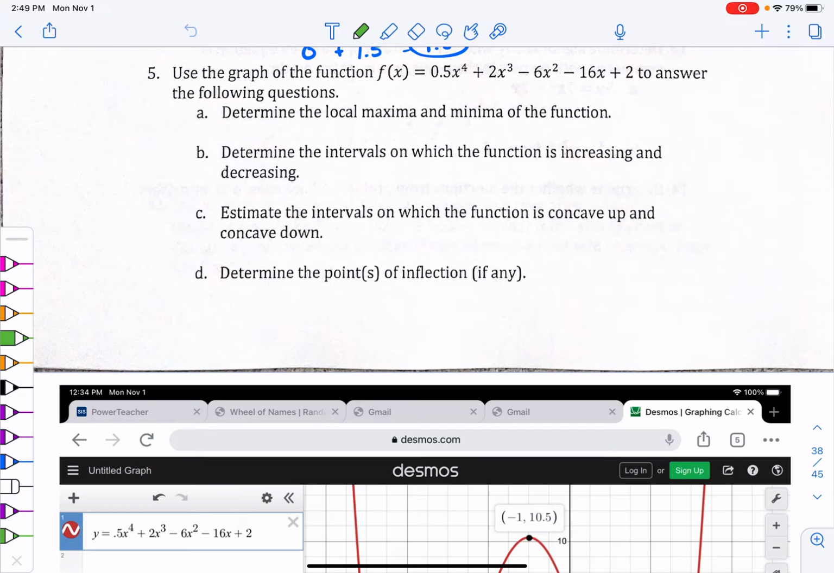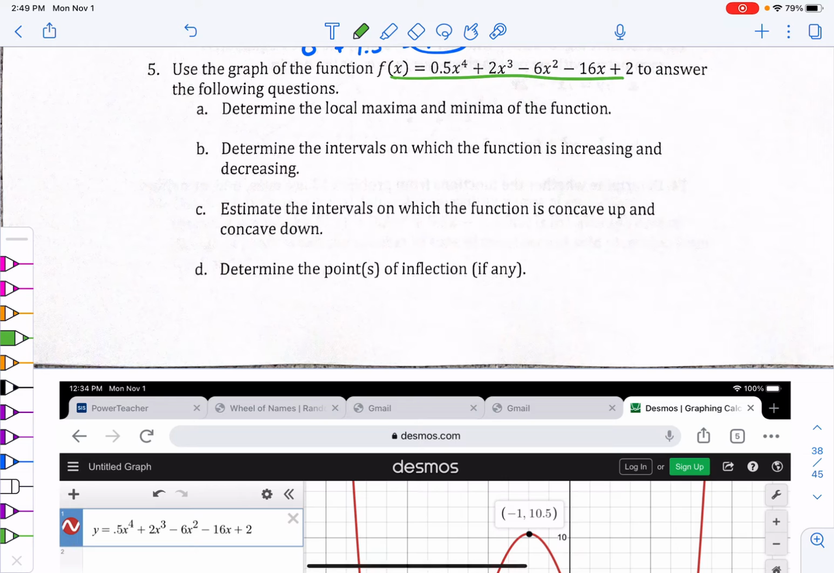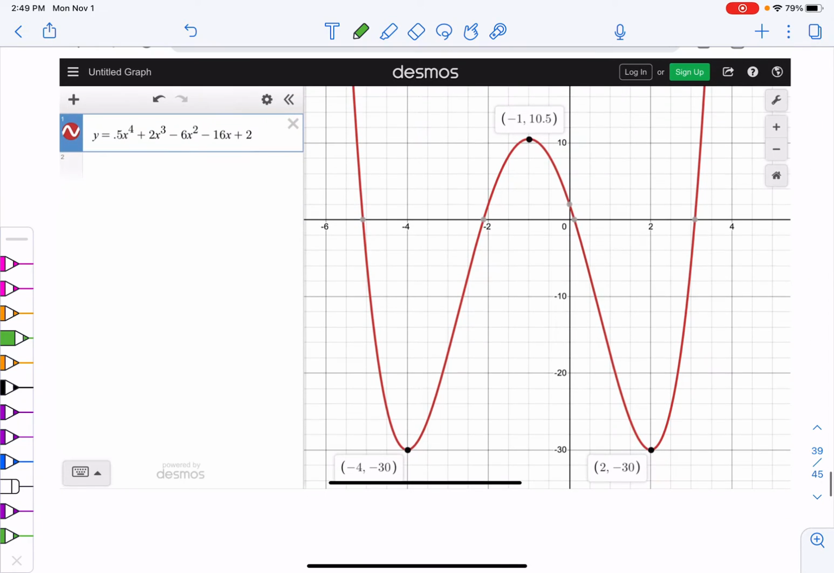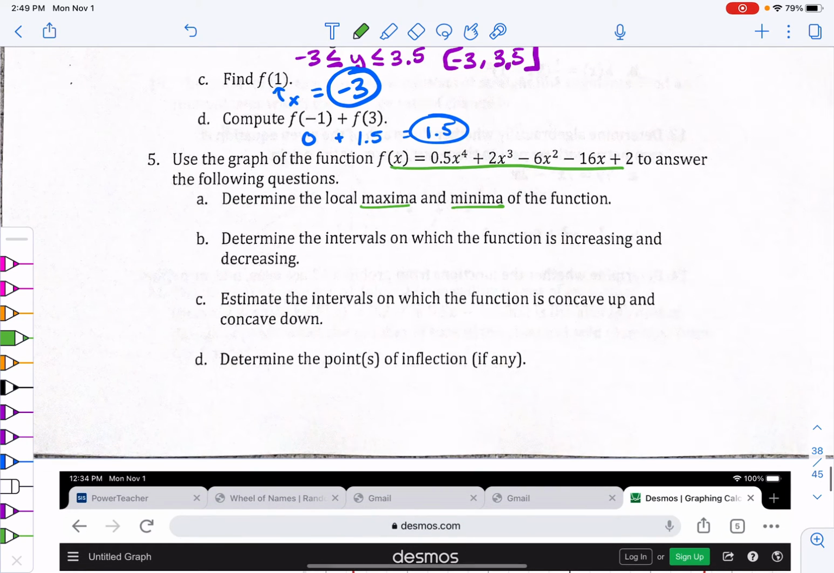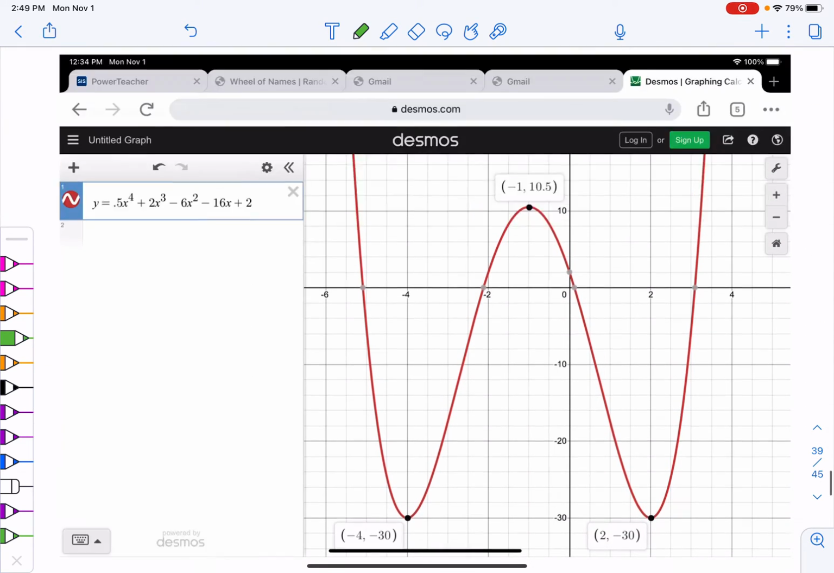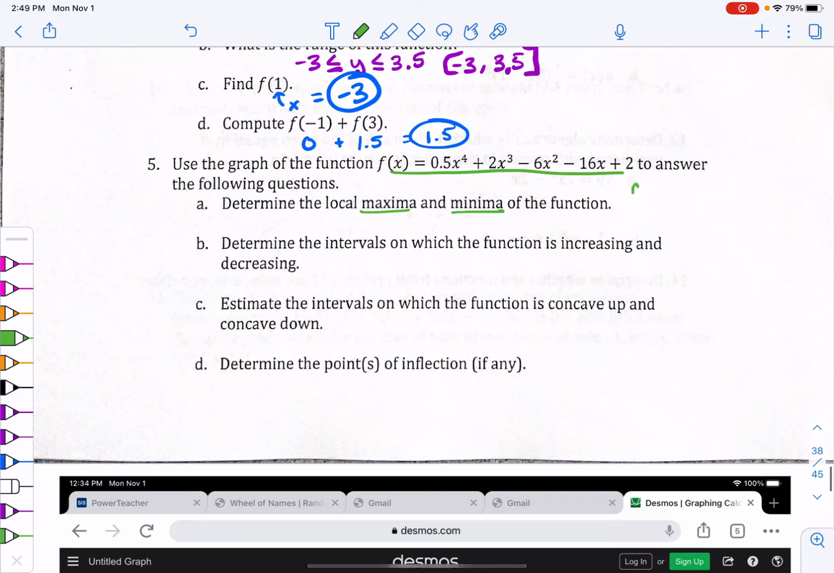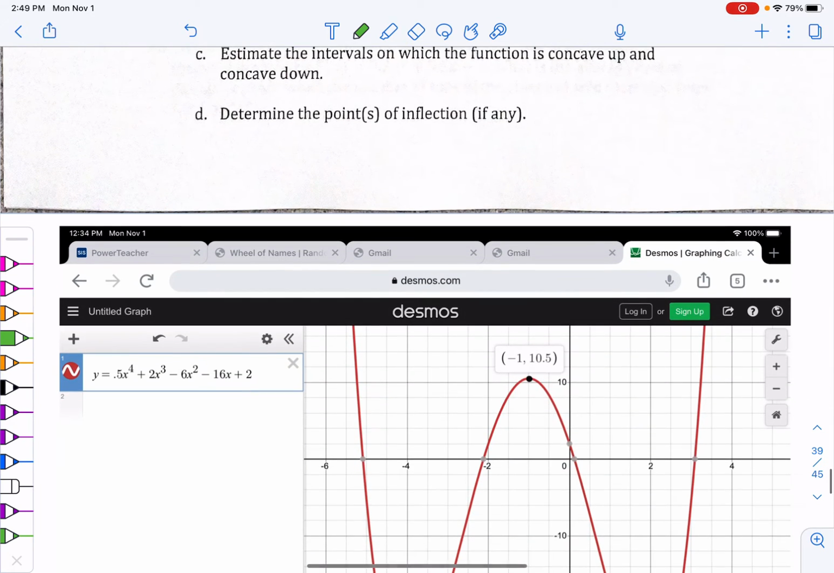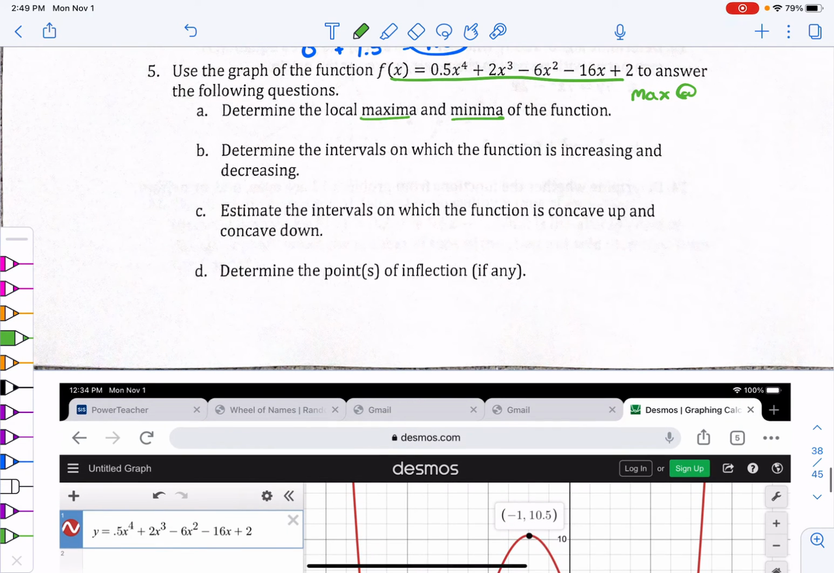So number 5 says use the graph of this function, and then they want us to find the maximum and minimums, and a bunch of other stuff. I went ahead and graphed this on Desmos, and this is what it looks like. This is an x to the 4th power function, and they want maxes and mins for part A. So we have 1 maximum and 2 minimums, so I'm just going to label those over here. We have a max at, and I'm just going to list the coordinates, -1 and 10.5.